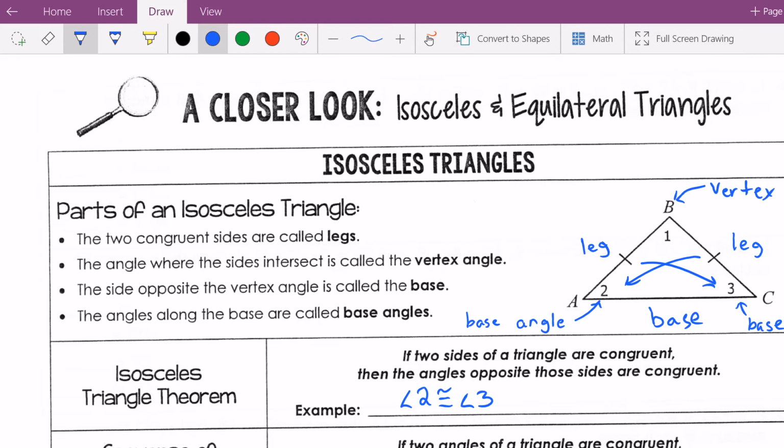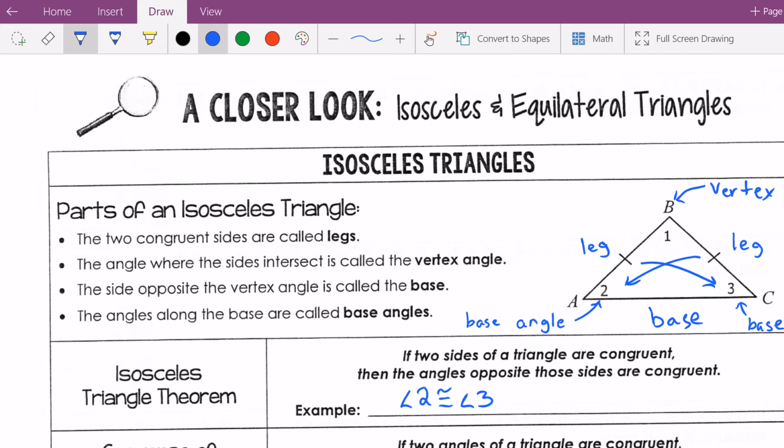This theorem also works in reverse using the converse of the isosceles triangle theorem, where it says if you have two angles that are congruent in a triangle, then the sides have to be congruent. So since I know on this one that if I said angle 2 was congruent to angle 3, then segment AB would have to be congruent to segment BC.